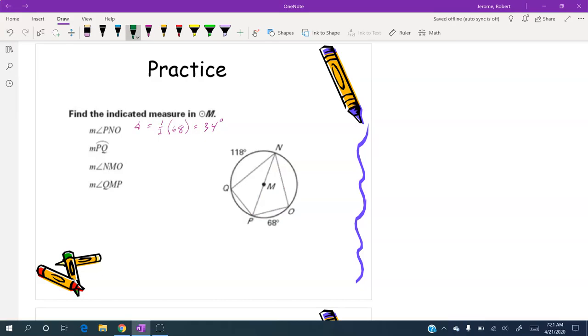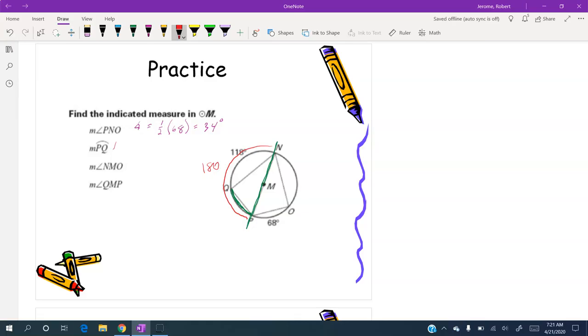Arc PQ. So we're looking for arc PQ. Well, there's more than one way to do this, but one thing I noticed right away, look at our diameter. Our diameter cuts the circle in half. So this entire half of a circle is 180. That half of the circle is made up of 118 and the arc that we're looking at.